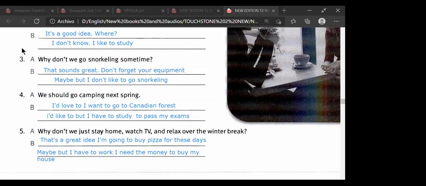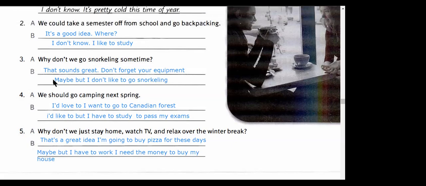Finished, teacher. Okay, let's check it out. We could take a semester off from school and go backpacking. It's a good idea. Where? I don't know. I like to study. Very good. Why don't we go snorkeling sometime? That sounds great. Don't forget your equipment.